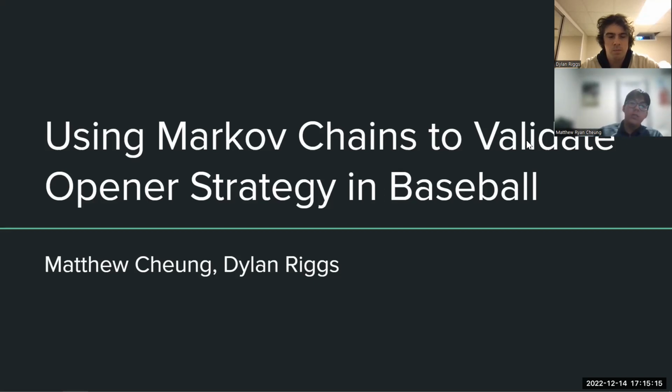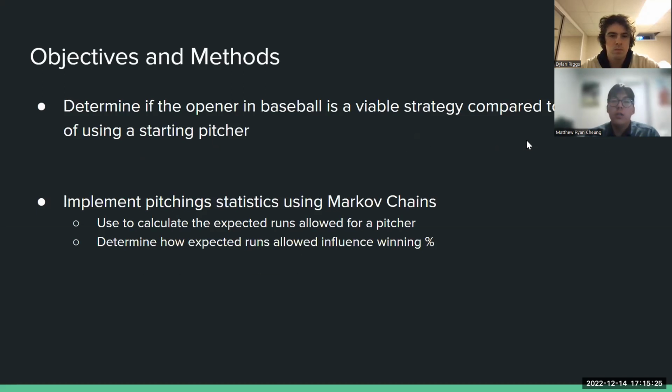So, we wanted to use the concept of Markov chains to validate opener strategy in baseball. Our goal was to determine if the opener in baseball is a viable strategy compared to the norm of using a starting pitcher. To do this, we're going to implement pitching statistics using Markov chains. Doing this, we want to calculate the expected runs allowed for a pitcher and determine how these runs influence their chance of winning a game.